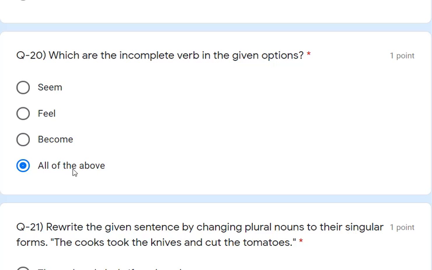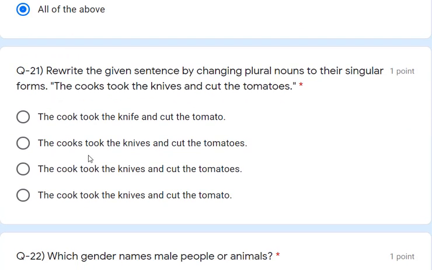Now question number 21. Rewrite the given sentence by changing plural nouns to their singular form. The cooks took the knives and cut the tomatoes. So what do we need to do? Plural nouns are there, we need to write them in singular. Cooks will become cook, knives will become knife, and tomatoes will become tomato. That option is the correct one: the cook, knife, and tomato.